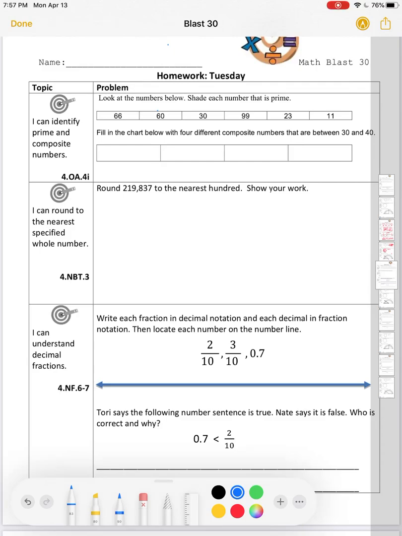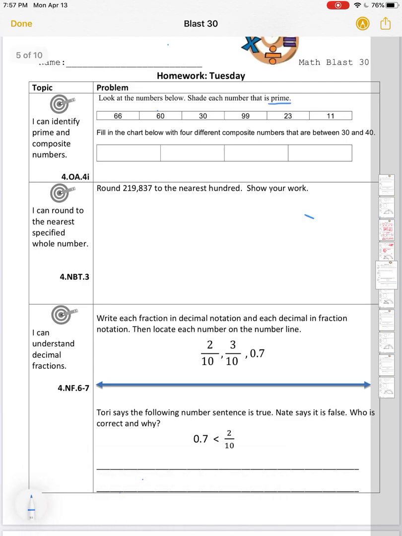Math Blast 30, Tuesday. I can identify prime and composite numbers. Look at the numbers below. Shade each number that is prime. A prime number is a number that has exactly two factors, 1 and the number itself.